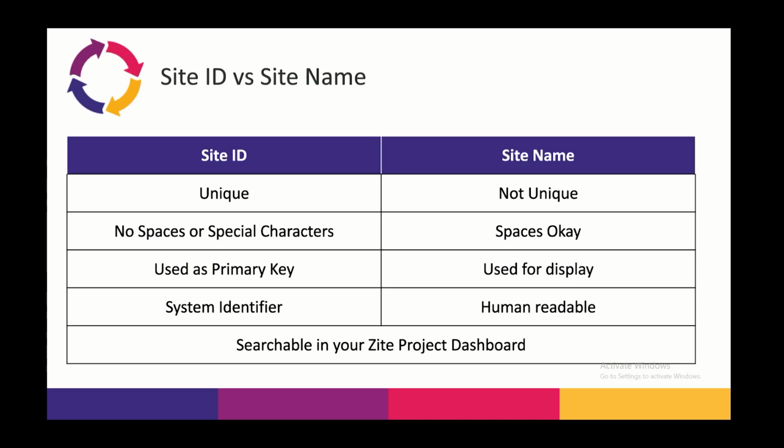Site names, on the other hand, don't have to be unique. Spaces are okay, and they're used for display and are human readable. So essentially, for a site name, you want it to be something that people understand, whatever people call the site. Site ID has to be what the machine can understand the site to be. So both are searchable in your project dashboard. When you're in your project dashboard, you can put the name or even part of the name into the search and find all of the results. And you can do the same with the site ID.